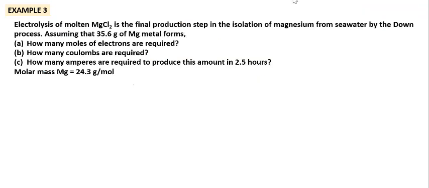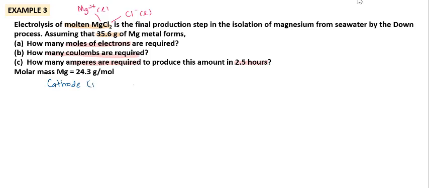The last example, we have molten magnesium chloride. Assuming 35.6 gram of magnesium metal forms, how many moles of electrons are required? How many coulombs are required? How many amperes are required to produce this amount in 2.5 hours? In molten magnesium chloride, there are only 2 ions present, magnesium ion and chloride ion. Since we have the mass of the magnesium metal formed, we are going to focus on the cathode.